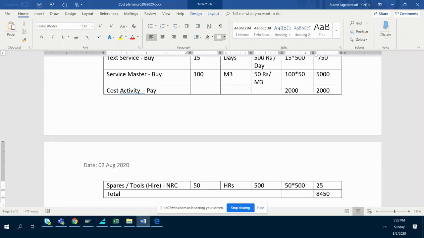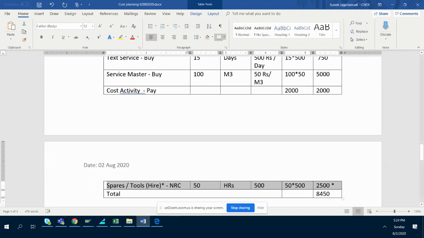This is 2,500. How you treat it is up to you. Whether you want to hire or you don't want to hire, that is up to you. If you hire, then you account this cost. If you don't want to hire, you just say, I am going to use this material, but I am not going to cost this material into my project. Simple. It is as good as that.